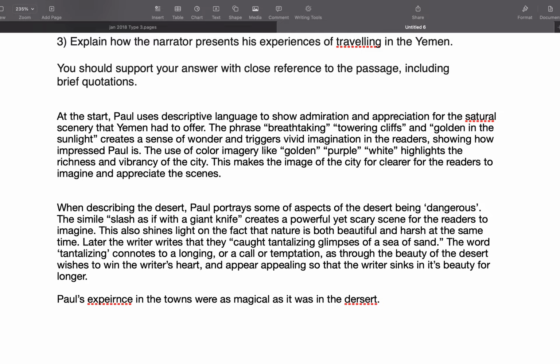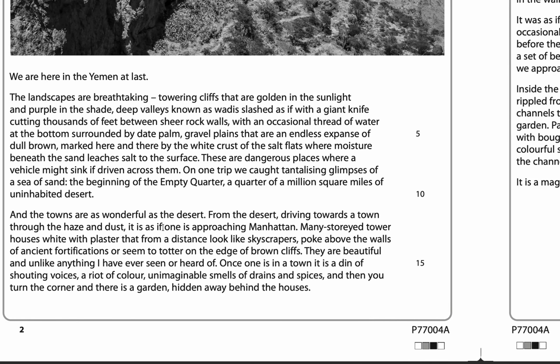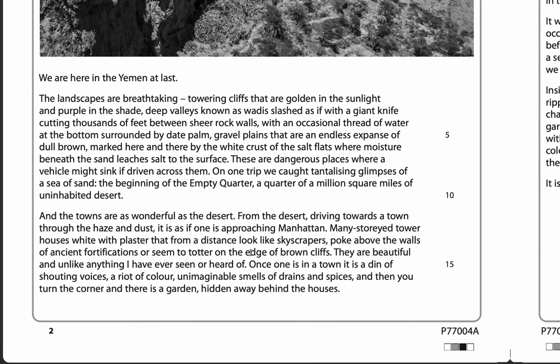We can say that, you know, desert. Then he used a simile somewhere over here, as if one is approaching Manhattan. Why does the writer say that he's approaching Manhattan?